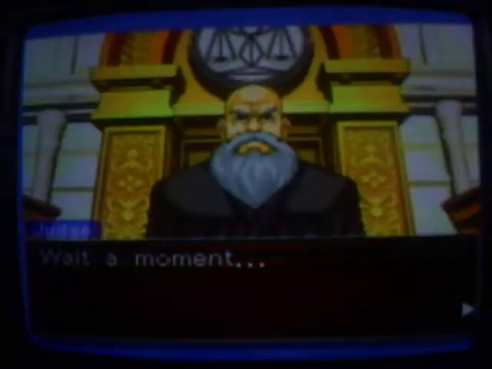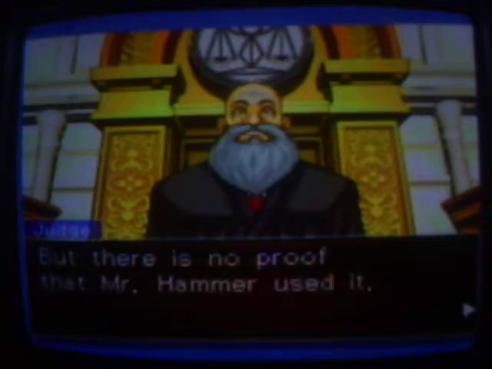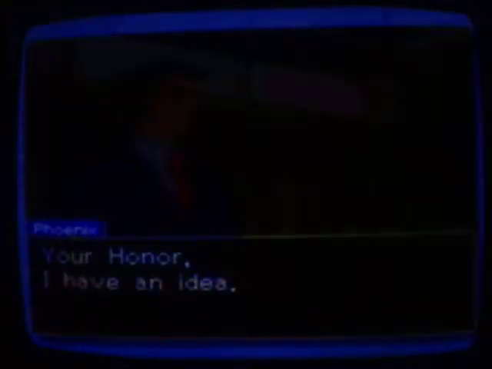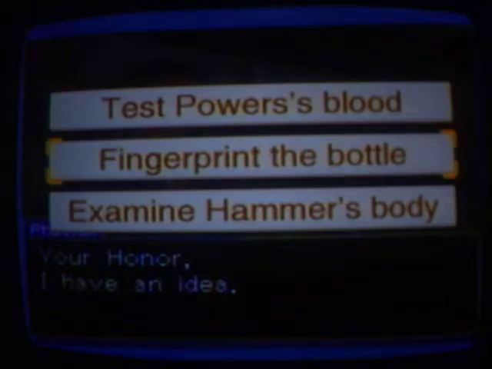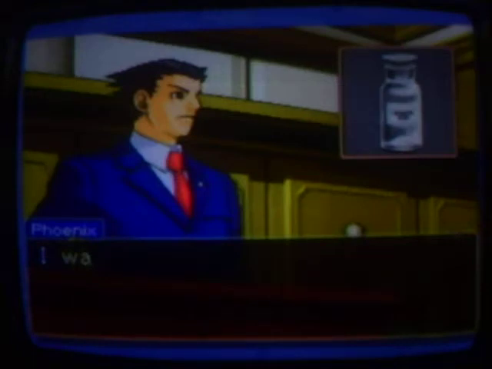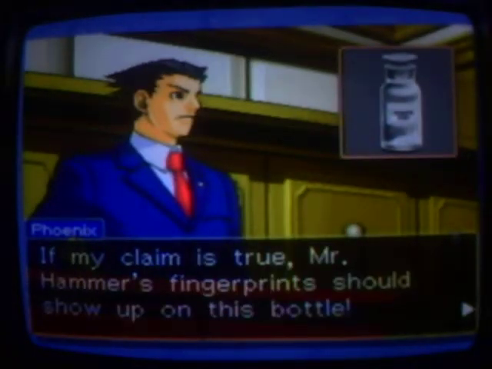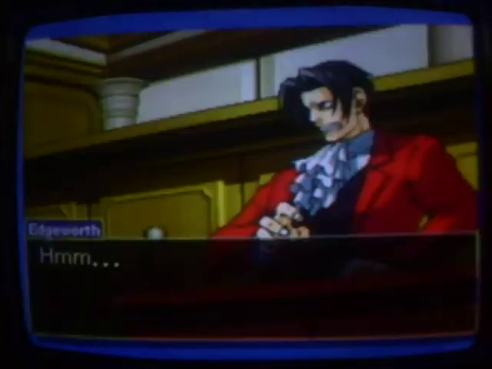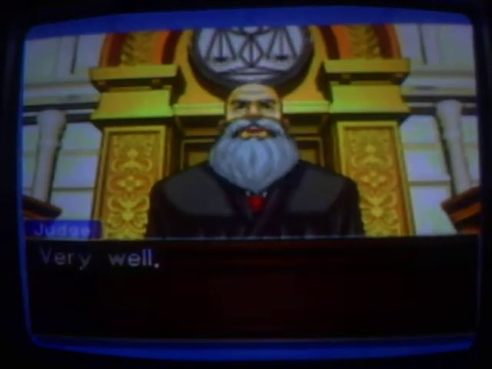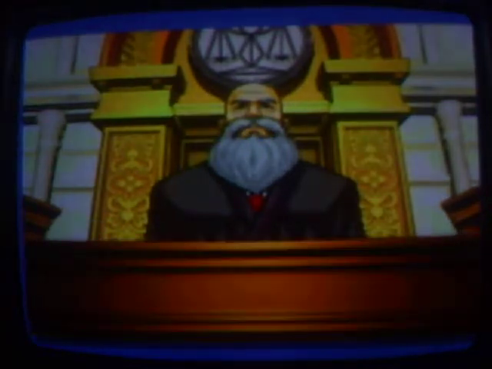Wait a moment. That bottle does raise some suspicion, yes, but there is no proof that Mr. Hammer used it. Your Honor, I have an idea. Fingerprint the bottle. An idea, very well, let's hear it. I want to check this bottle for fingerprints. If my claim is true, Mr. Hammer's fingerprint should show up on this bottle. I suppose you're right. Very well. The court will take possession of the bottle. Empty bottle given to the judge.